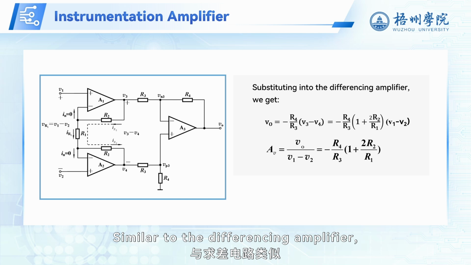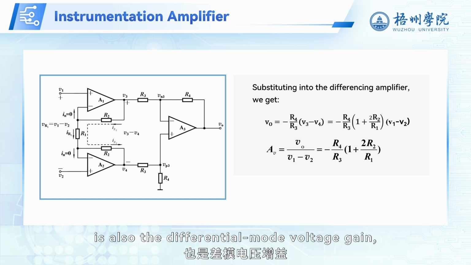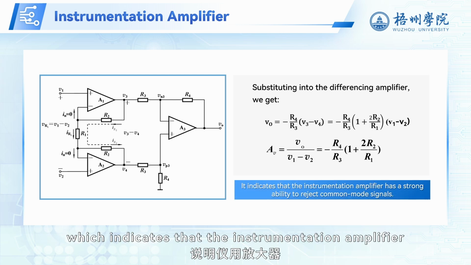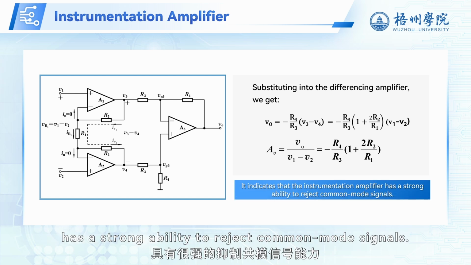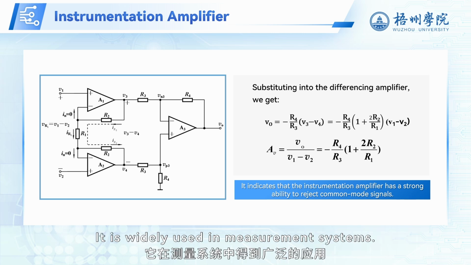Similar to the differencing amplifier, this gain is also the differential mode voltage gain, which indicates that the instrumentation amplifier has a strong ability to reject common mode signals. It is widely used in measurement systems.